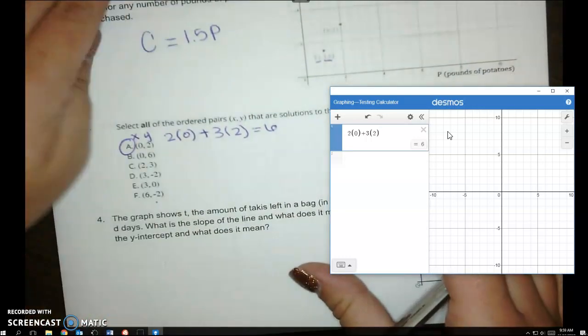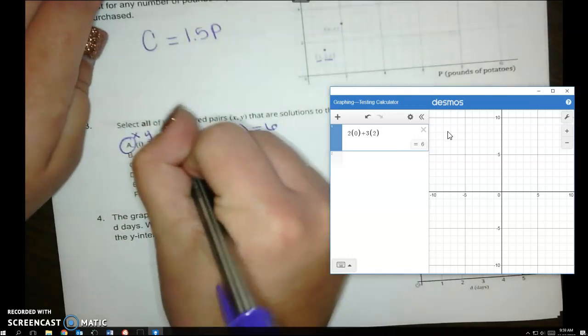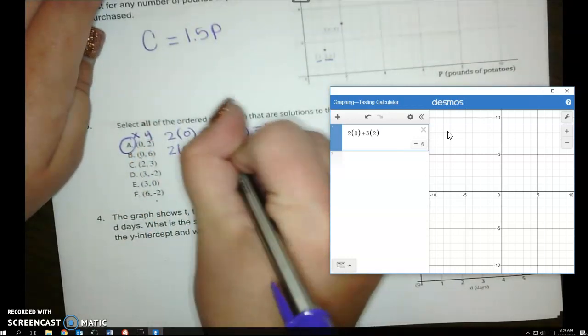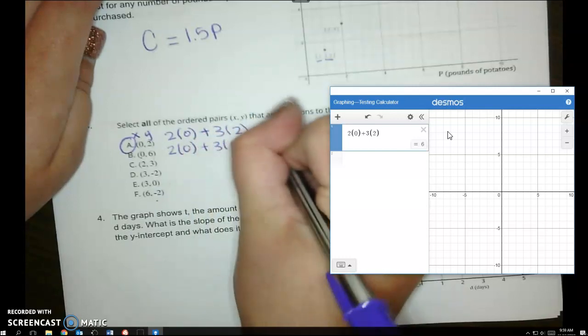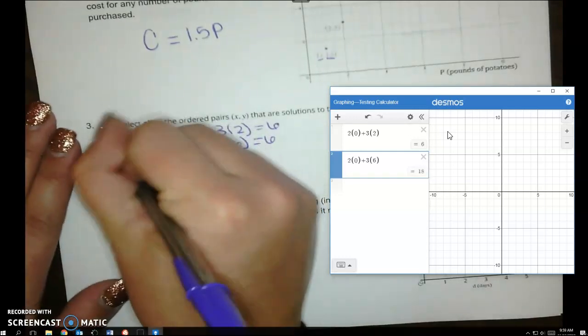So now same thing with B, the x value, the y value. So 2 times 0 plus 3 times 6, does that equal 6? So 2 times 0 plus 3 times 6. It's 18, so that one does not work.